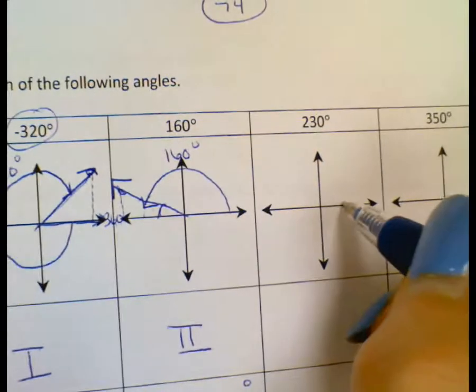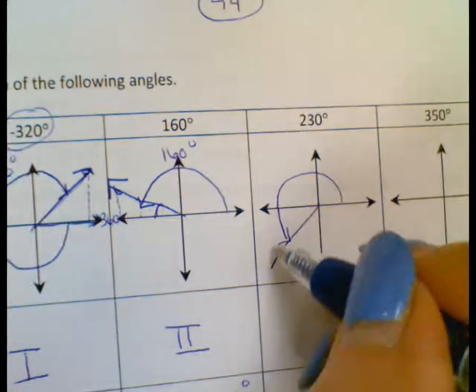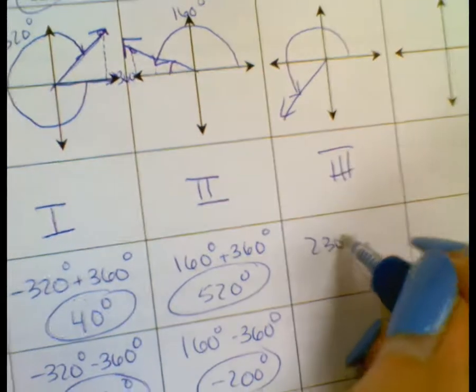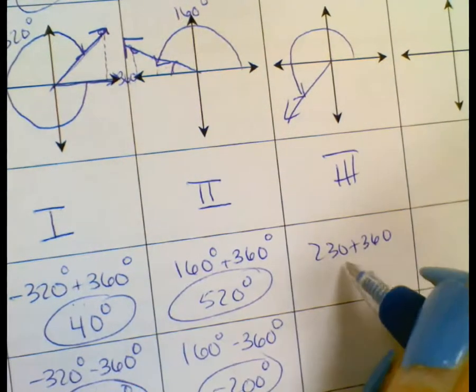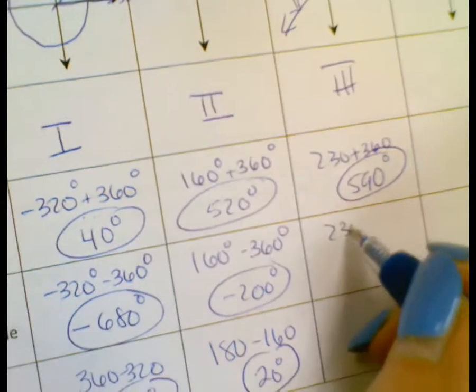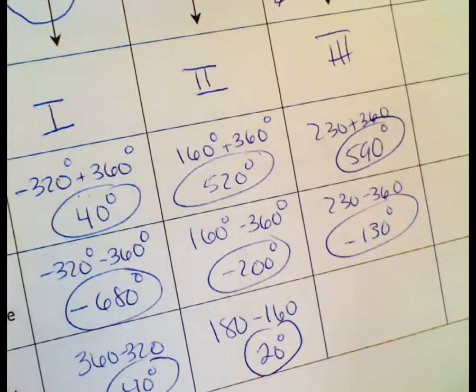230. That's past 180. So if you're in the third quadrant, a positive coterminal angle with that, you would add 360. That'd be 590. A negative coterminal angle with that is negative 130.